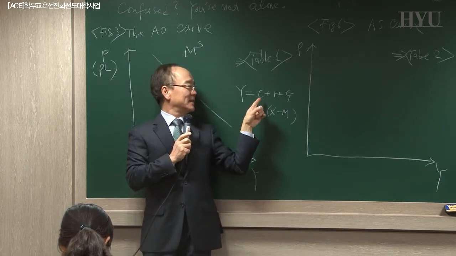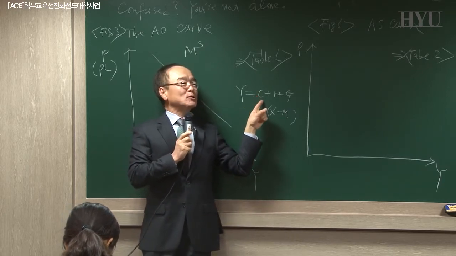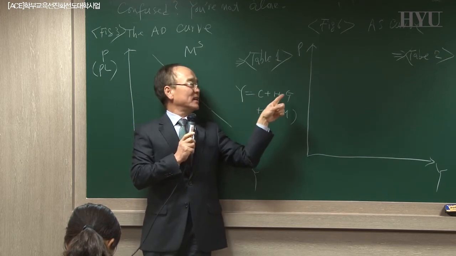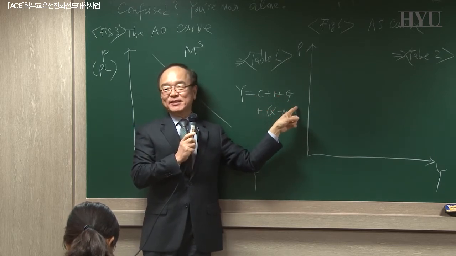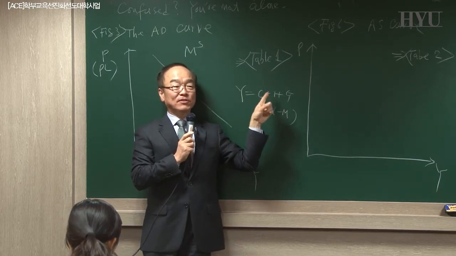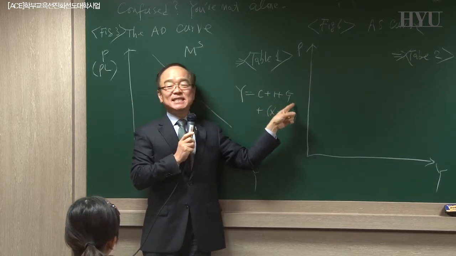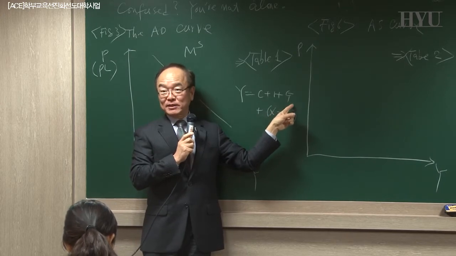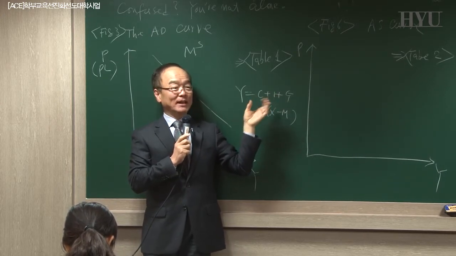In general, households make consumption, firms make investment, and the government makes G. C is from households, I is from firms, okay? G is from the government, right? Then add up, right?